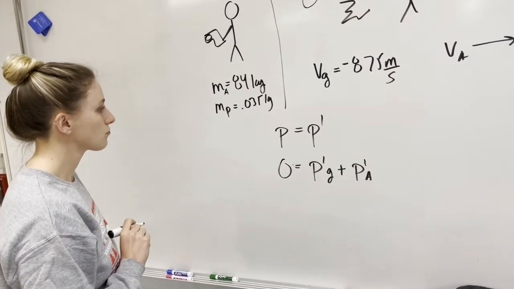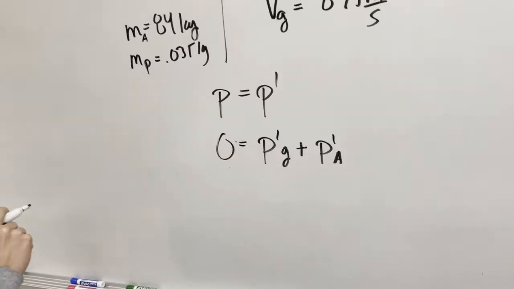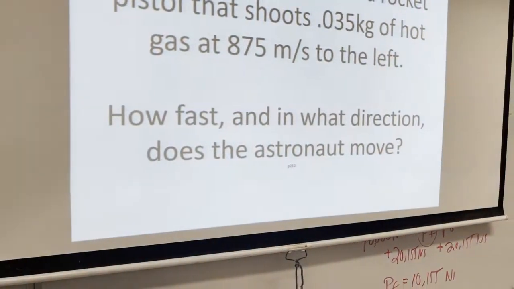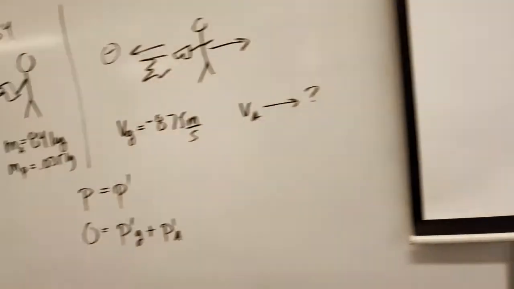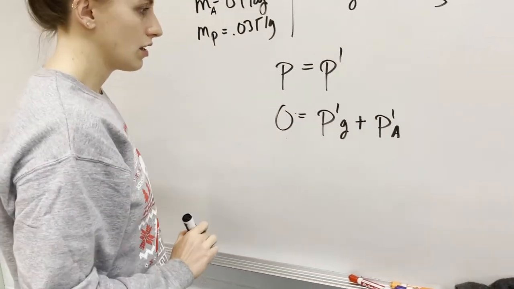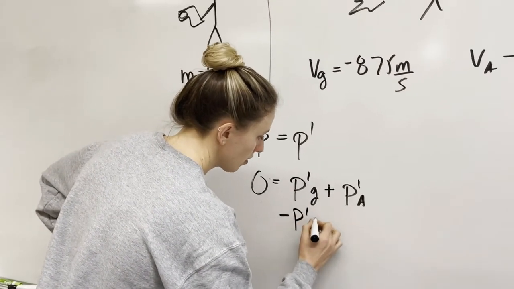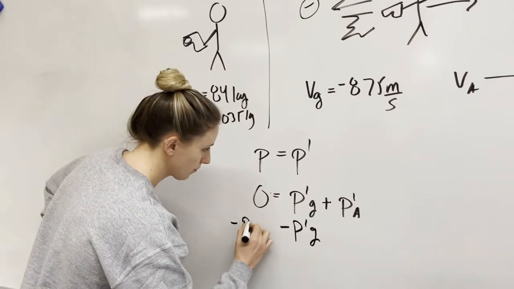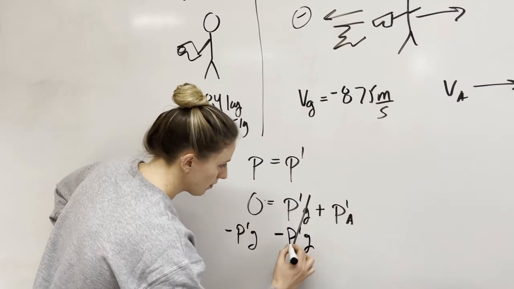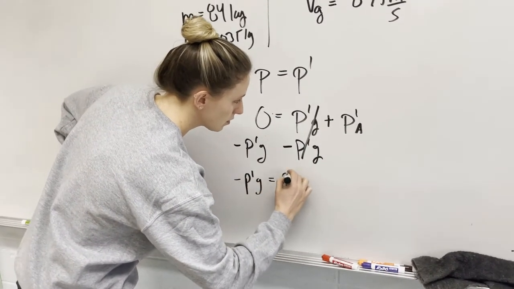So where does the answer lie in this equation right here? What are we looking for? We're looking for the mass and the velocity of the astronaut, so we need to solve for the momentum of the astronaut. You subtract the momentum of the gas on both sides, right? Things can go away. Left cancel. So I've got negative equals.